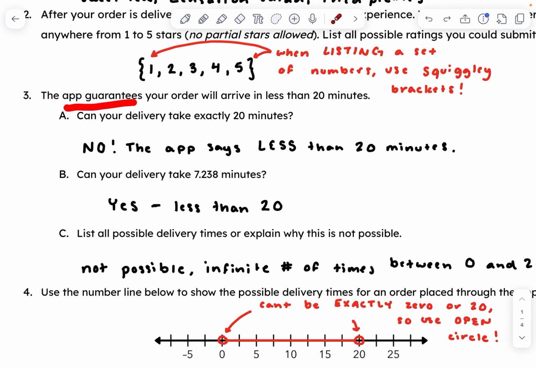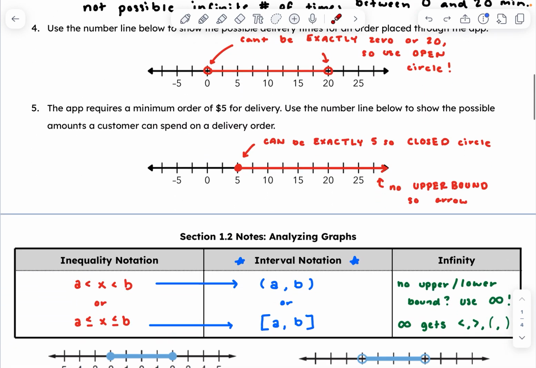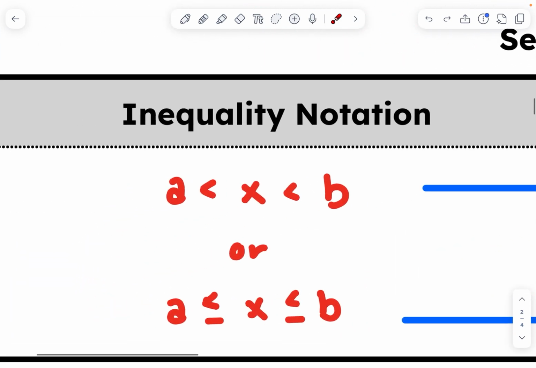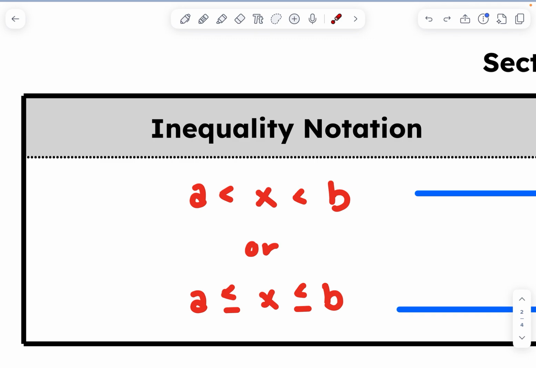We're told that the app guarantees your order in less than 20 minutes, and then we're told to list all possible delivery times or explain why it's not possible. Well, unfortunately, unlike example 2, it's not possible to list every single time in between 0 and 20 minutes because there's an infinite number of times. With that in mind, that brings us to our topic today, or at least our first topic, which is interval and inequality notation. So for inequality notation, this is how we represent an interval with which a number lies in.